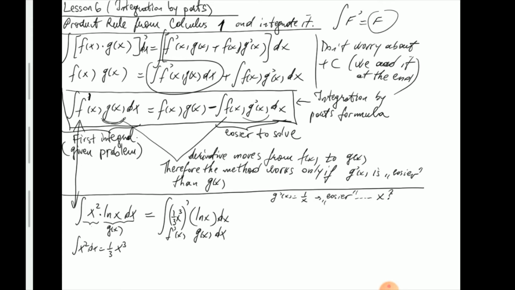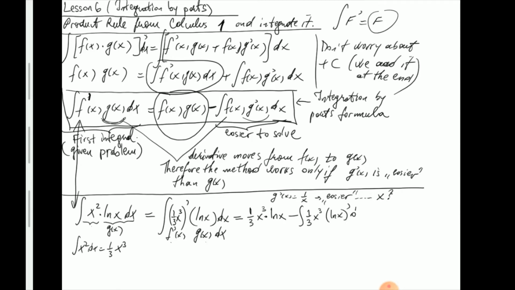f prime times g of x dx. And from this point on, the hard part should be over. Well, more or less, we'll see. So according to the formula, this is equal to f of x times g of x. f of x was what's underneath the derivative, so 1/3 x cubed times g of x, which is ln of x, minus the integral, and now we switch the derivative from the first term to the second term.